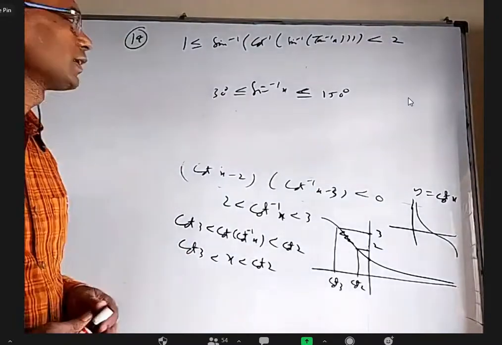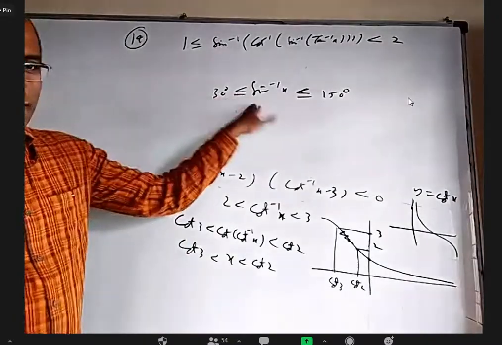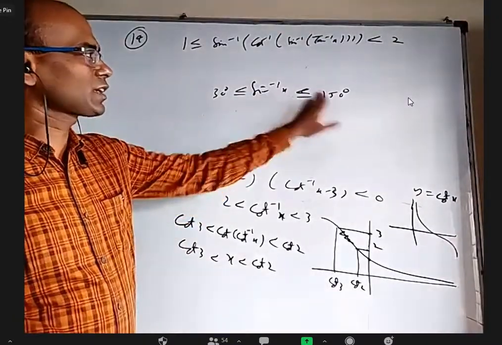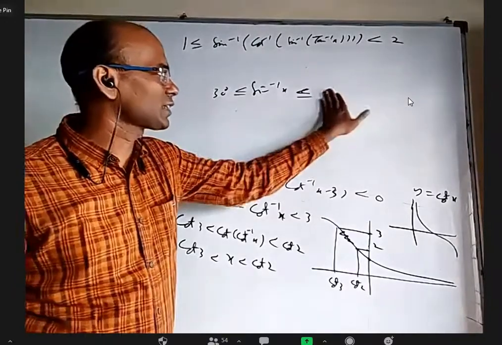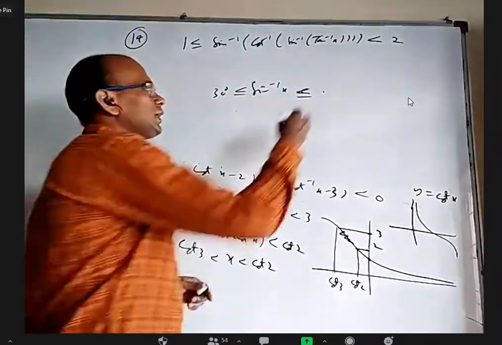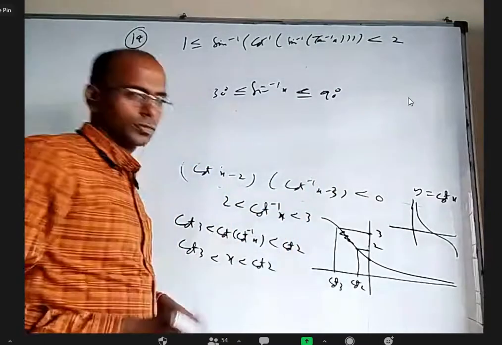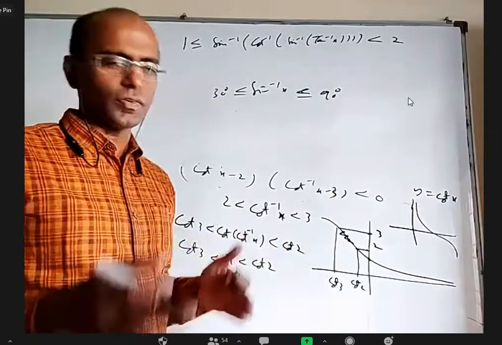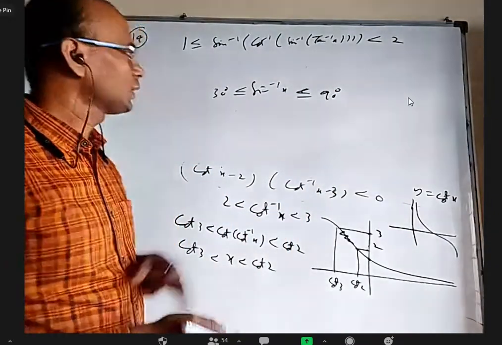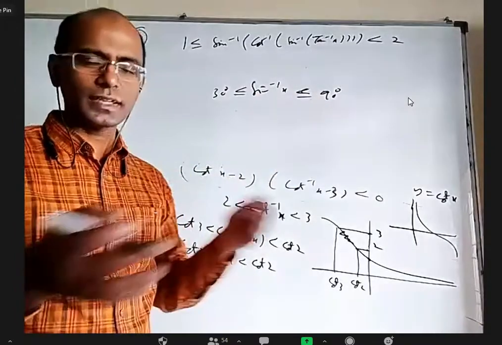More than 30 is possible, but the sine inverse x value cannot go up to 150. The maximum value of sine inverse x is 90. Even though they gave 150, there is nothing wrong in giving it. Because it is up to 90, it is also up to 150, less than 150.